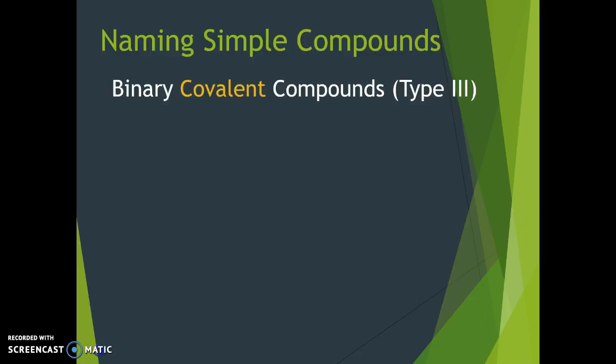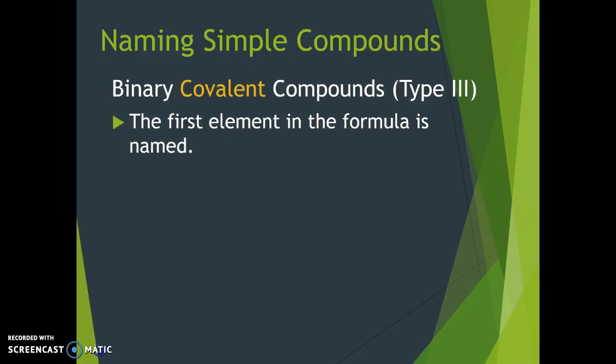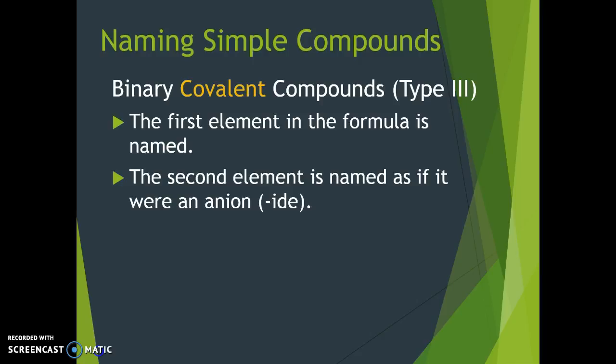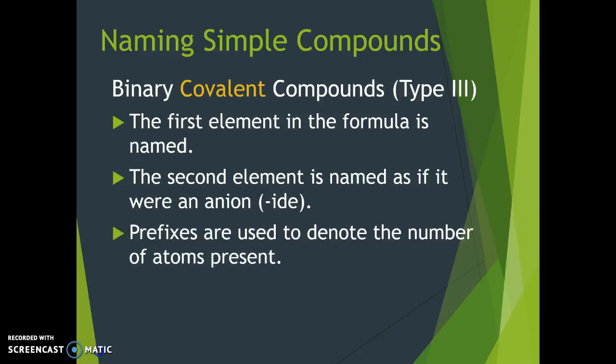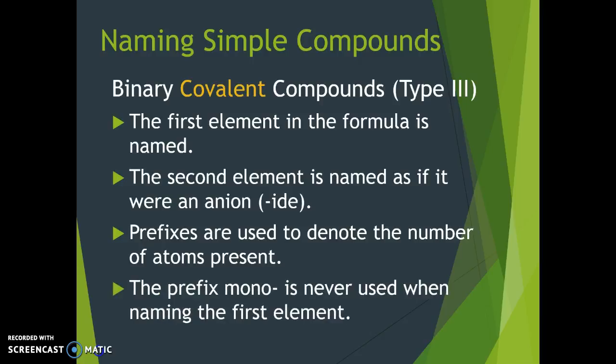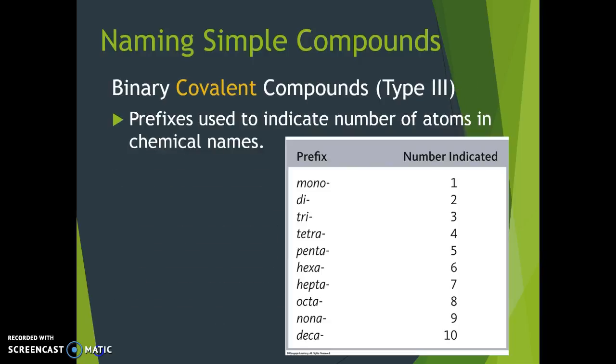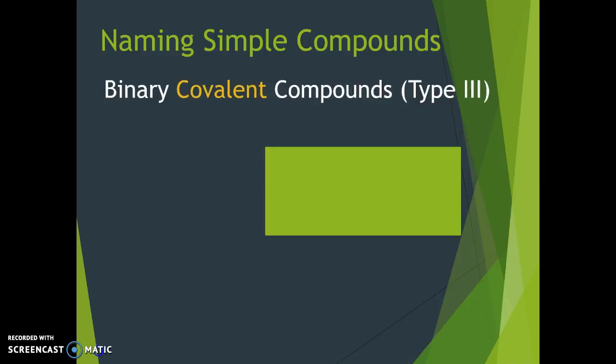The final type of compounds that we name are covalent, and much like ionic compounds, the first element uses its traditional name, and for the second element name, the ending is changed to IDE. The difference is we use prefixes to communicate how many of each type of element are present in the compound. The only exception to this rule is that we do not use mono when there is one of the first element. You should review the prefixes for indicating the number of atoms going from 1 to 10.